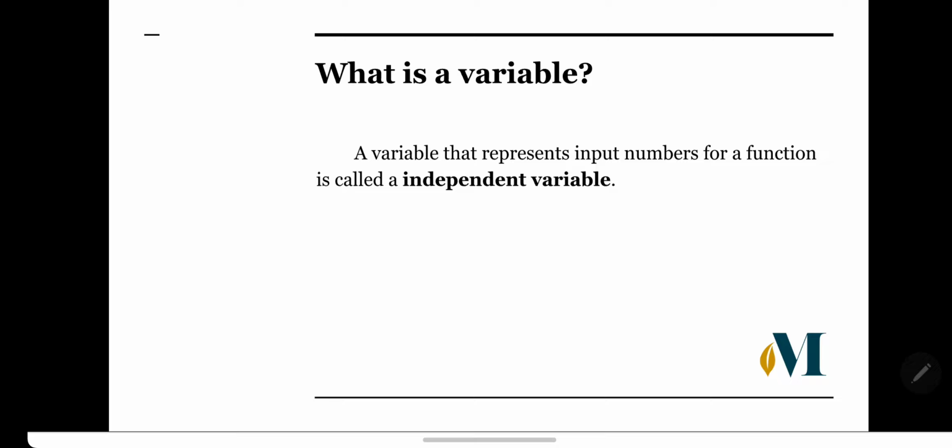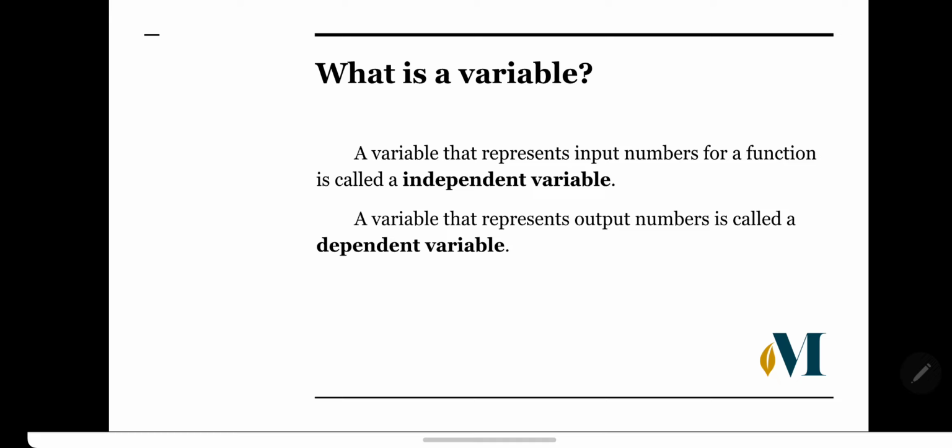Now let's talk about what a variable is. A variable that represents the input numbers of the function is called the independent variable. It can stand alone. But the variable that represents the output number is our dependent variable. It's dependent because it depends on our input variable.